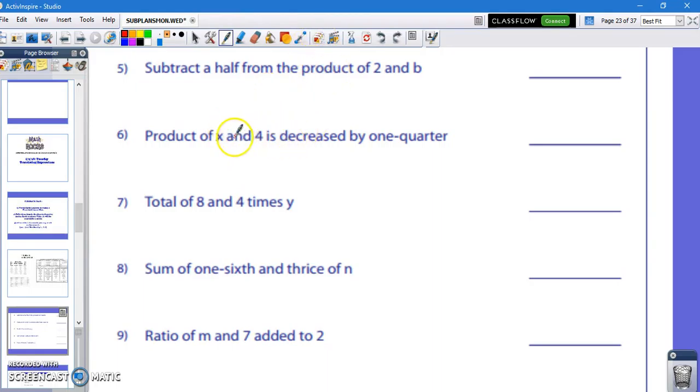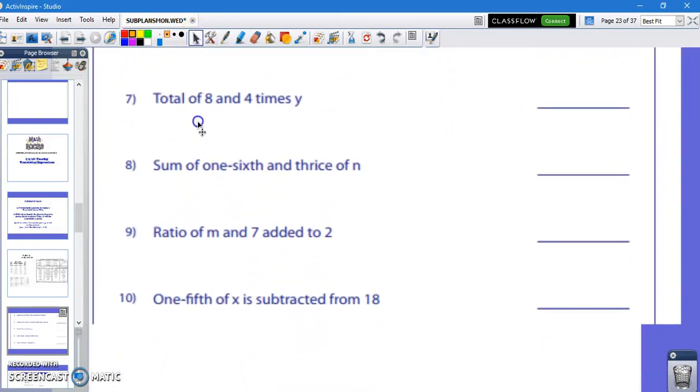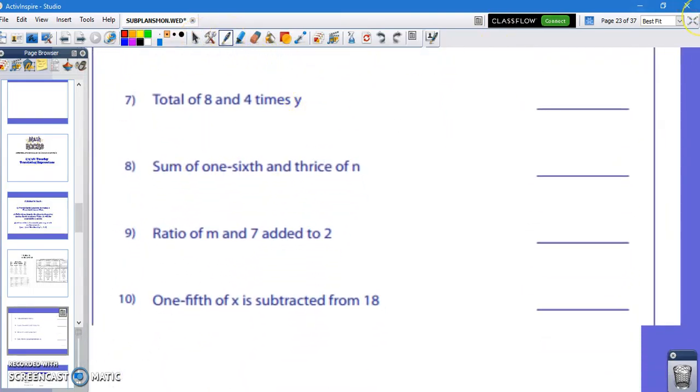Number 6: product of x and 4 is decreased by 1/4. Product means multiply. X and 4 decreased by 1/4. If you put 0.25, that's still correct, but most likely you would see it as a fraction, 1/4. I'm doing the harder sheets with you today, so you should have fewer hard problems for your homework.